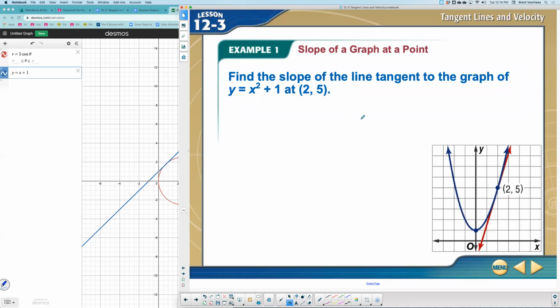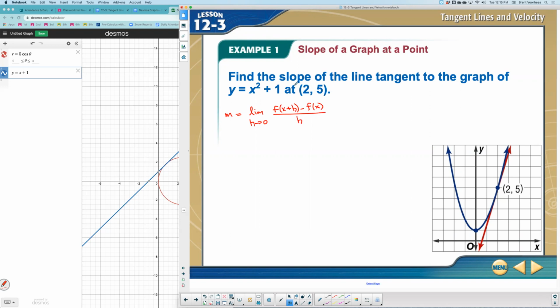So when we take a look at this problem, I have here the graph, and I've shown you here's the tangent line. It's touching this parabola at just one point at 2, 5. And so what we're going to do is find the slope of the line at this graph at 2, 5. To solve this, we're going to use that formula that was just shown on the previous slide, that the slope is going to equal the limit as h approaches 0 of f of x plus h minus f of x, all divided by h.